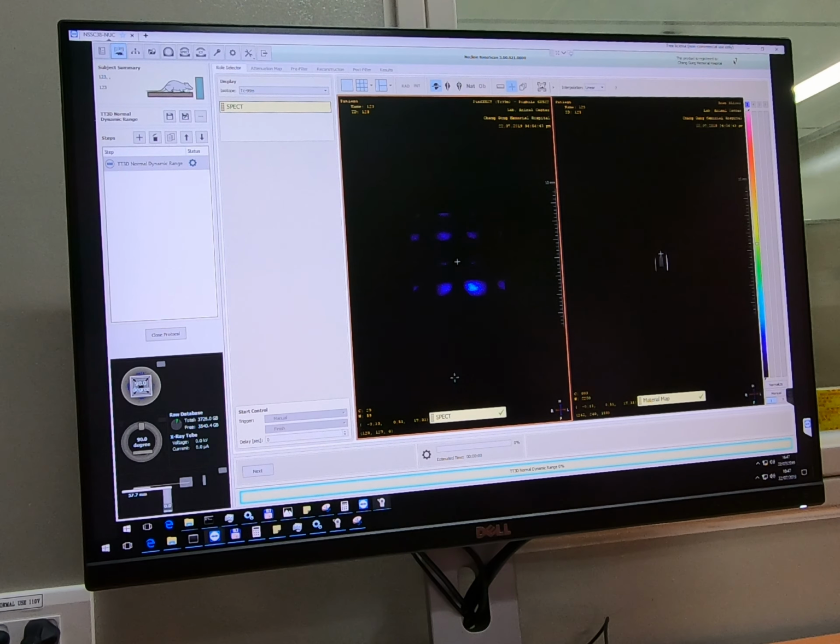Actually, the first page is just a visualization of how the raw data look, and also some images of the syringe itself from the reconstructed CT. So you don't need to do anything, just click next.